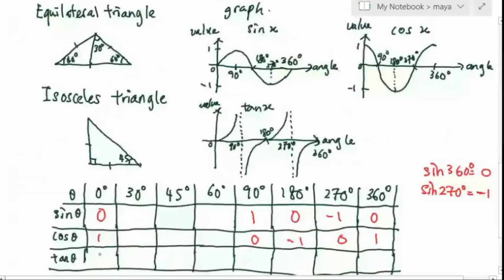Then tangent 0, you go back to 0. Then tangent 90 degrees, actually it is not on the axis. At 90 degrees here there is no graph, so you cannot see its value. Tangent 180, 0. Tangent 270, not on the axis. Then tangent 360, that is 0.